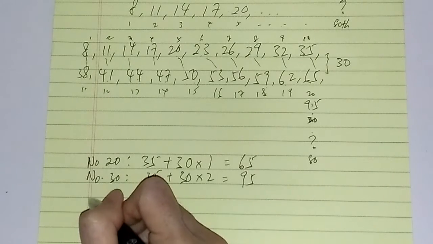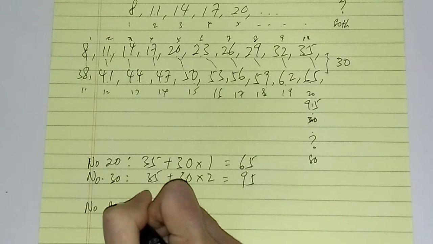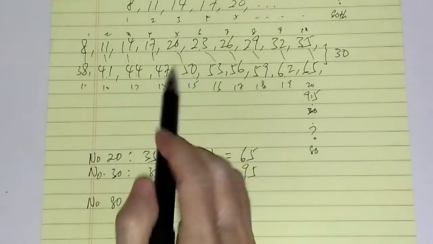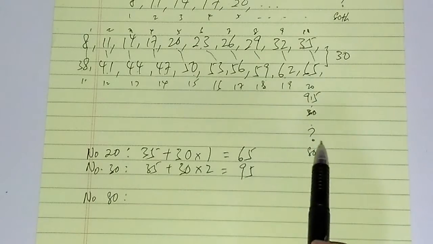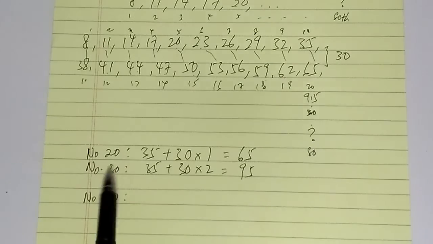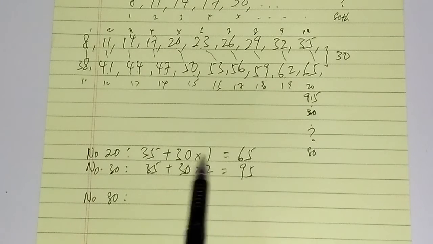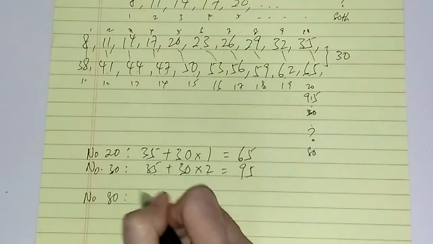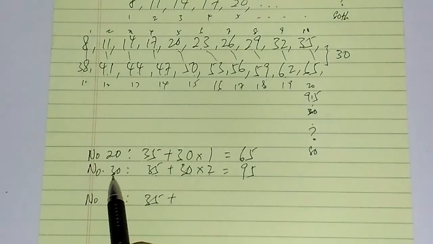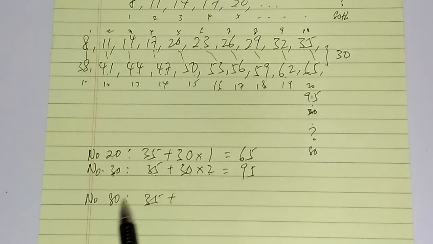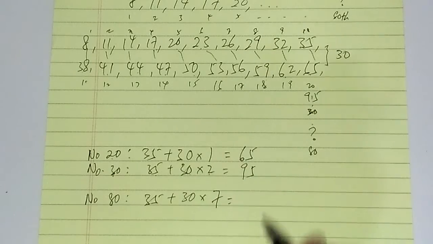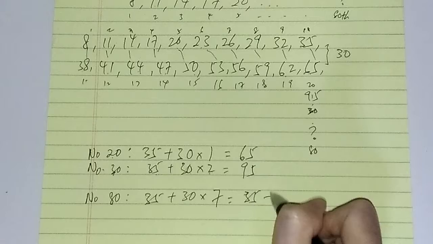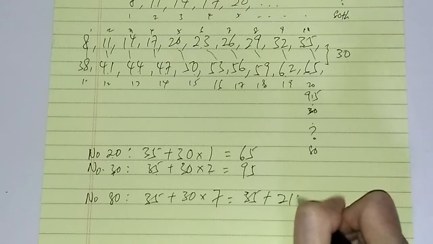Okay, so how about number 80? We can see the pattern and we can see the difference. So we don't have to do it one by one all the way to number 80. Okay, we know that number 20 is 35 plus 30 times 1. Number 30 will be 30 times 2 plus 35. So always plus 35. If 30 is 2 and 20 is 1, then 80 will be times 7. Okay, so 35 plus 30 times 7 is 210 plus 35.